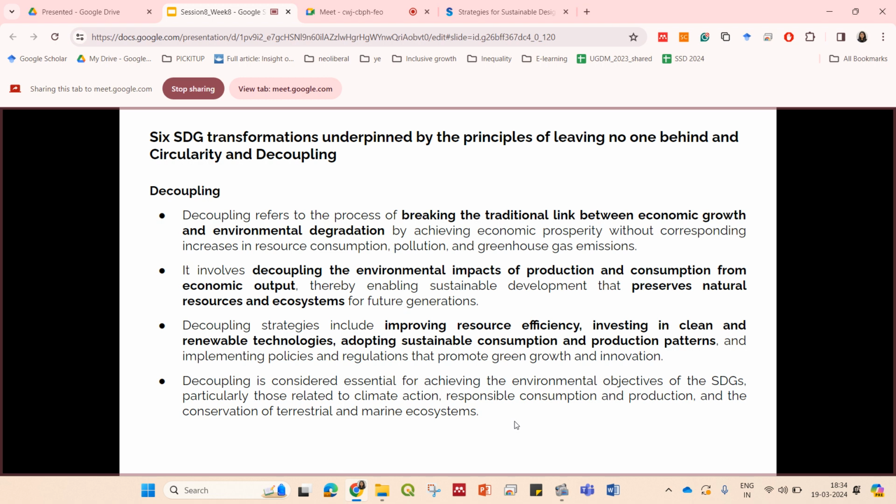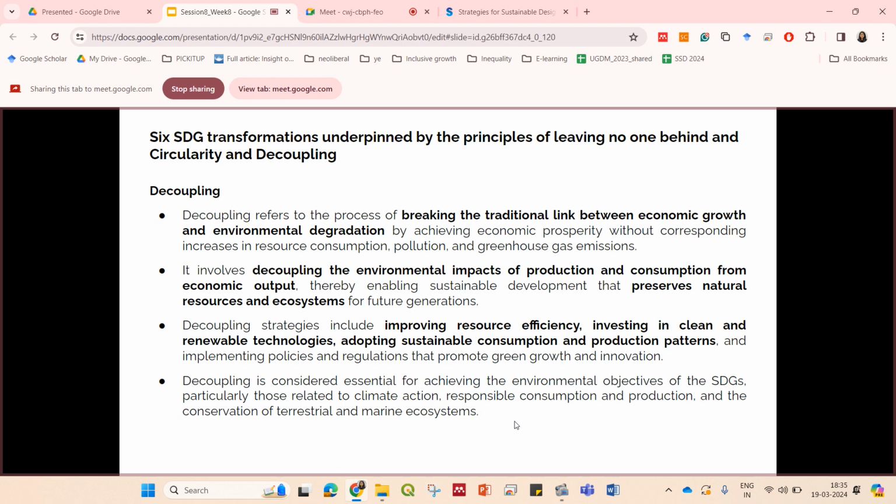So essentially, what decoupling suggests, or what this methodology of sustainable design suggests, is that we should try to de-link economic growth and environmental degradation and try to achieve economic growth in a way that doesn't promote or further resource consumption, emissions, and pollution. So it involves decoupling the environmental impacts of production and consumption from economic output, thereby enabling sustainable development that preserves natural resources and ecosystems for future generations.